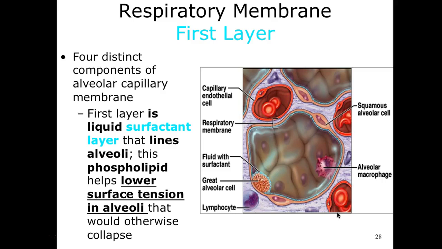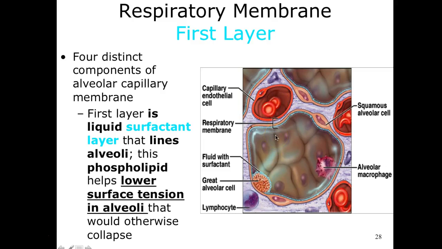So the image you're looking at here is one of the alveoli. So here is our air sac, okay? And we're going to have 4 major layers that make up our respiratory membrane. What our respiratory membrane is, is this wall between the air sac and our capillary. What do we need to go through in order to get oxygen from our air sac into our blood?